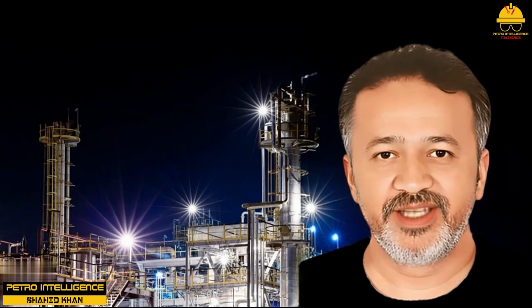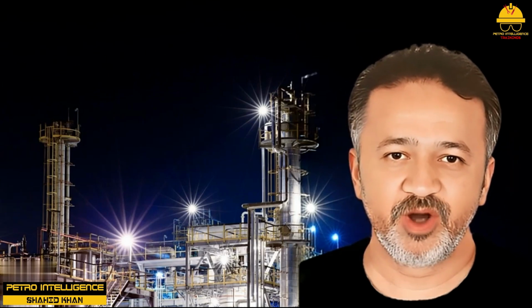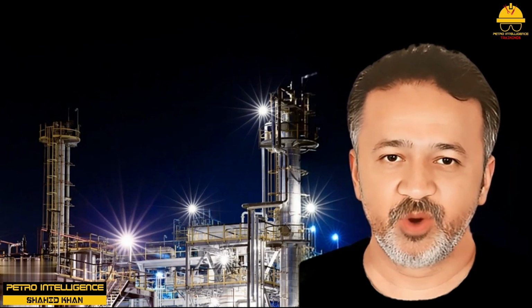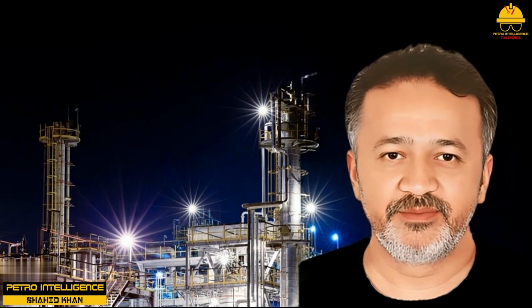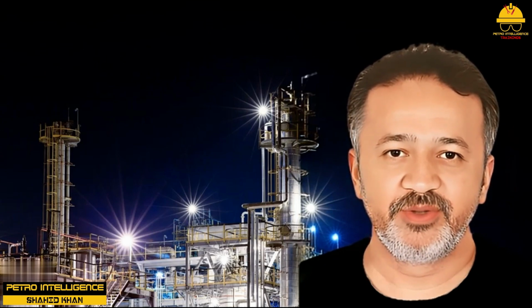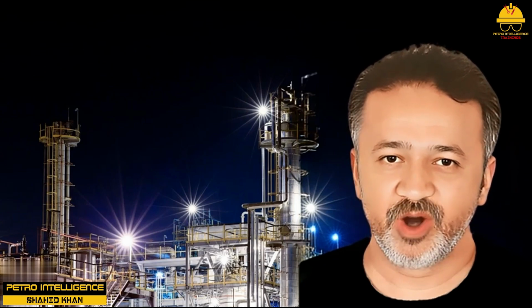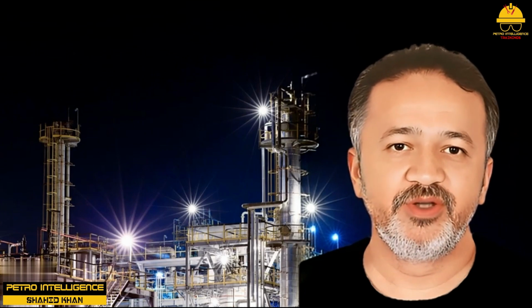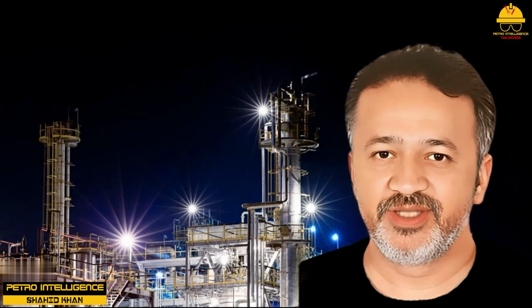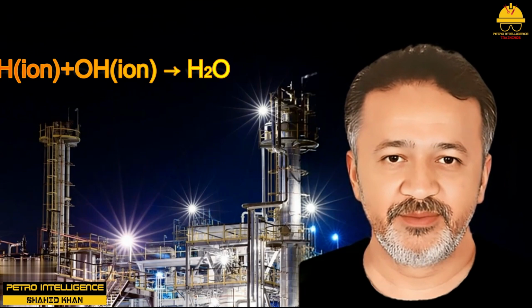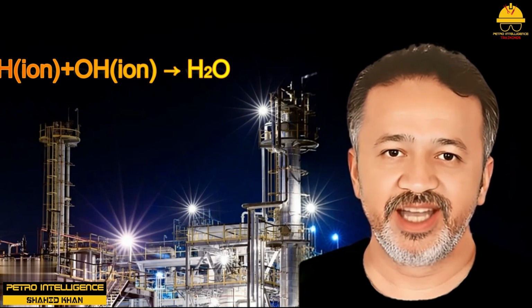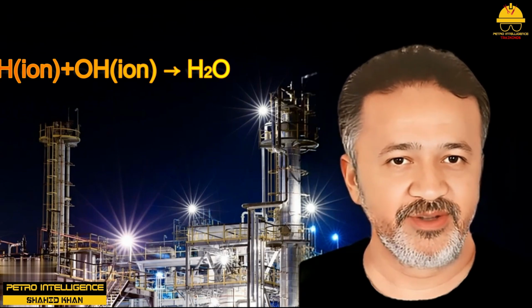Weight can be expressed in atomic mass units, AMU. 1 AMU equals 1 gram, 1 pound, or 1 ton. AMUs are weight ratios, so the units can be anything you want. For example, check the material balance of this chemical equation. Hydrogen ion plus hydroxyl ion reacts to give H2O.